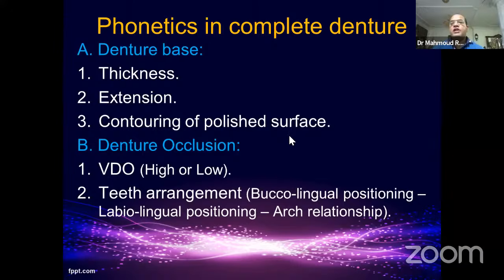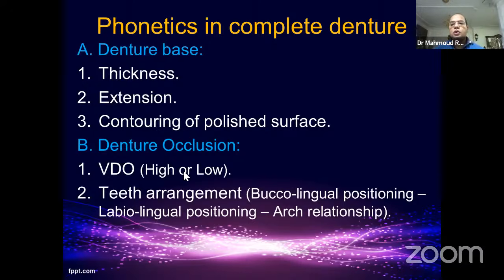Contouring of the polished surface is also very important. The labial flange of the complete denture must be thin, not like the buccal, and contoured to be convex in shape to counteract the action of the orbicularis oris muscle. But the buccal flange may be slightly concave to counteract the action of the buccinator muscle. This is not only a biomechanical advantage, but also gives freedom of muscle movement during speech.